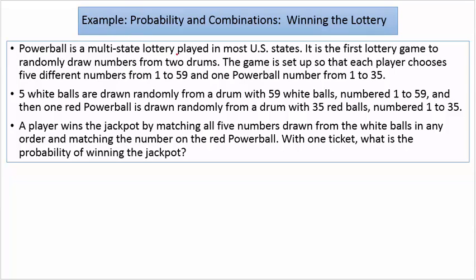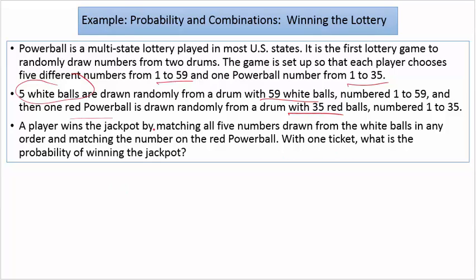Powerball is a multi-state lottery played in most U.S. states. It's the first lottery game to randomly draw numbers from 2 drums. The game is set up so that each player chooses 5 numbers from 1 to 59 and then 1 Powerball from 1 to 35. So here's what happens. 5 white balls are drawn from the drum with 59 white balls, and then 1 red Powerball is drawn from the drum with 35 red balls.